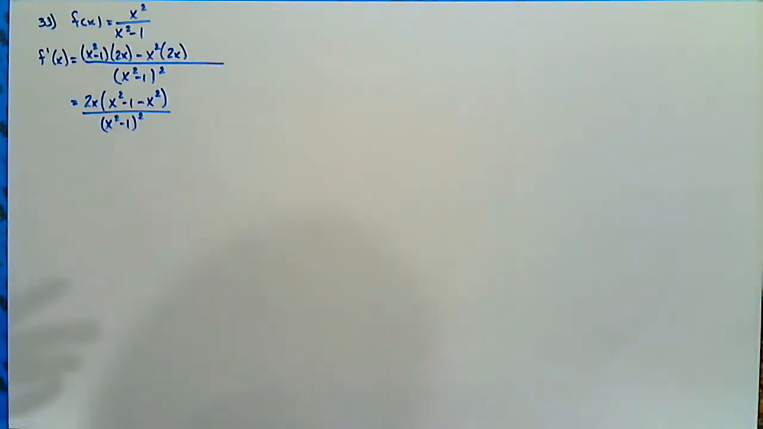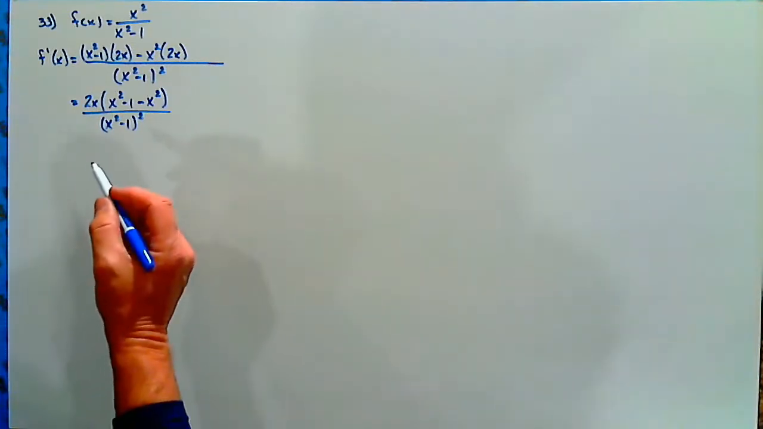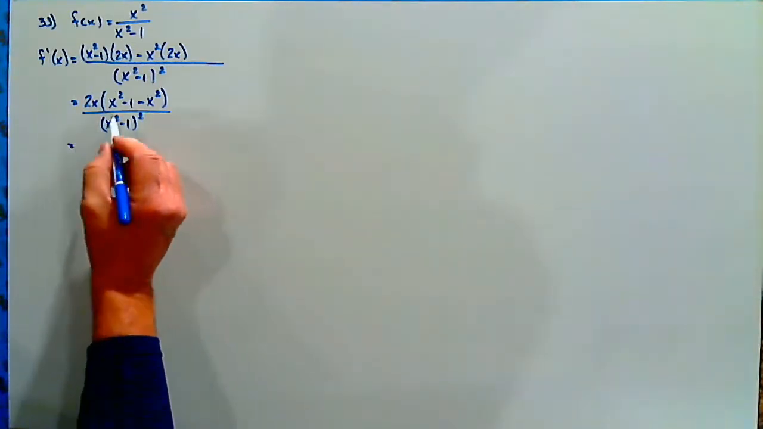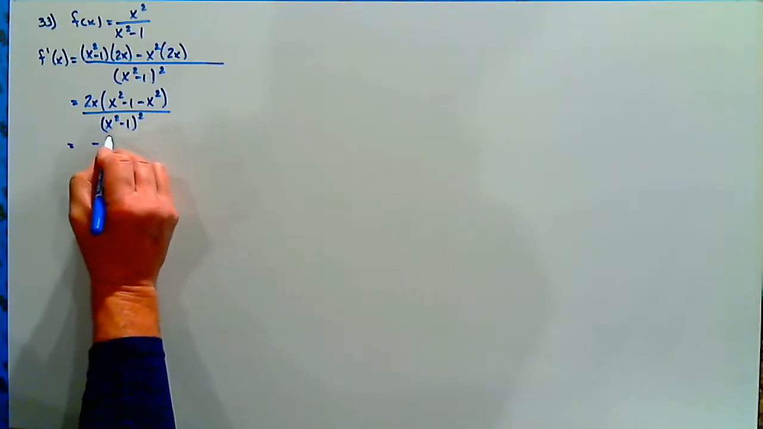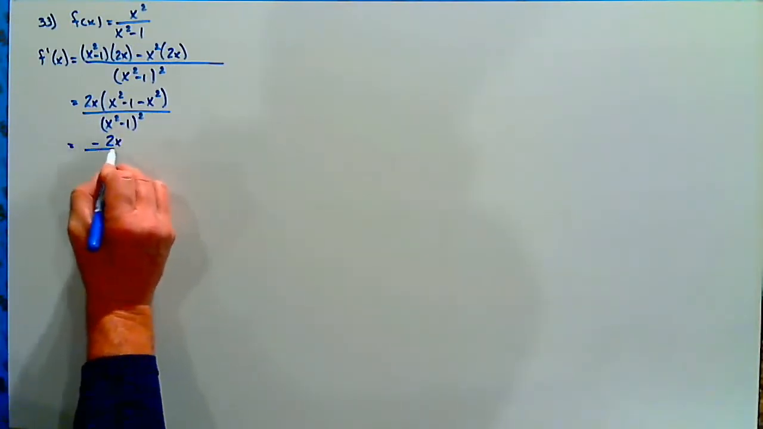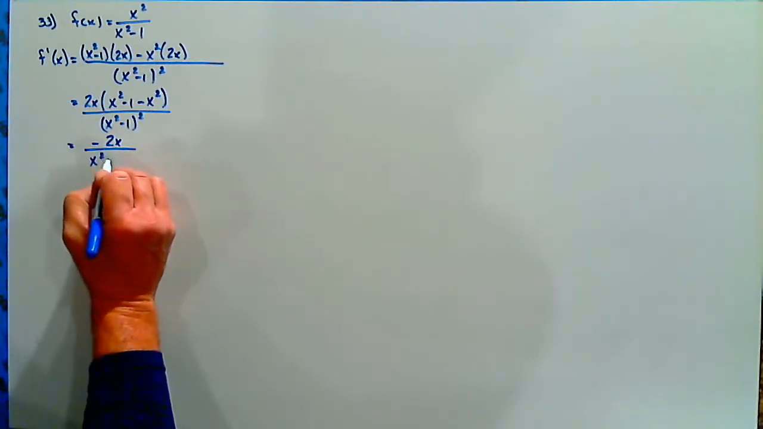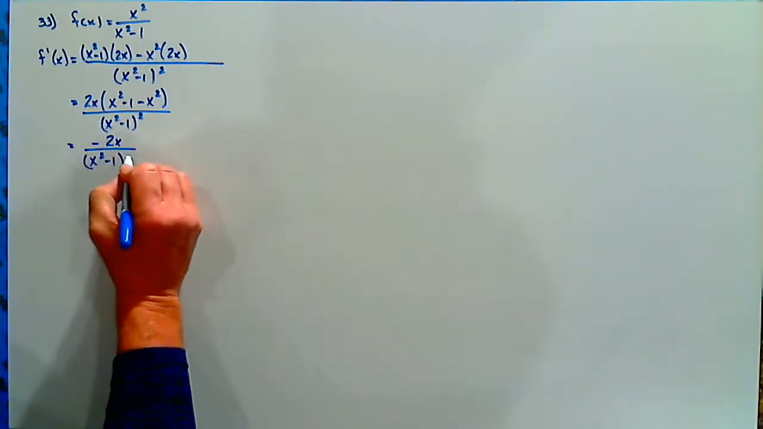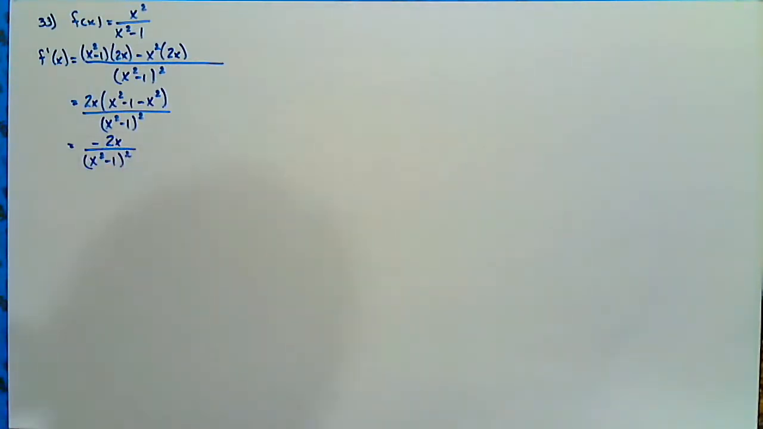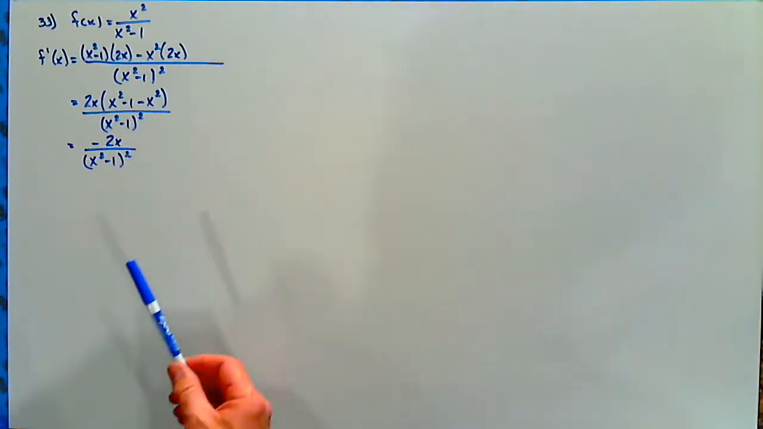So, if we simplify this, what do we get? We get, on the top, minus 2x, and on the bottom we have x squared minus 1 squared. So if we go back through this real quick, just to make sure we didn't make any mistakes, you don't want to mess up the first derivative in one of these problems. If you mess up the first derivative, everything after that is going to be gone.